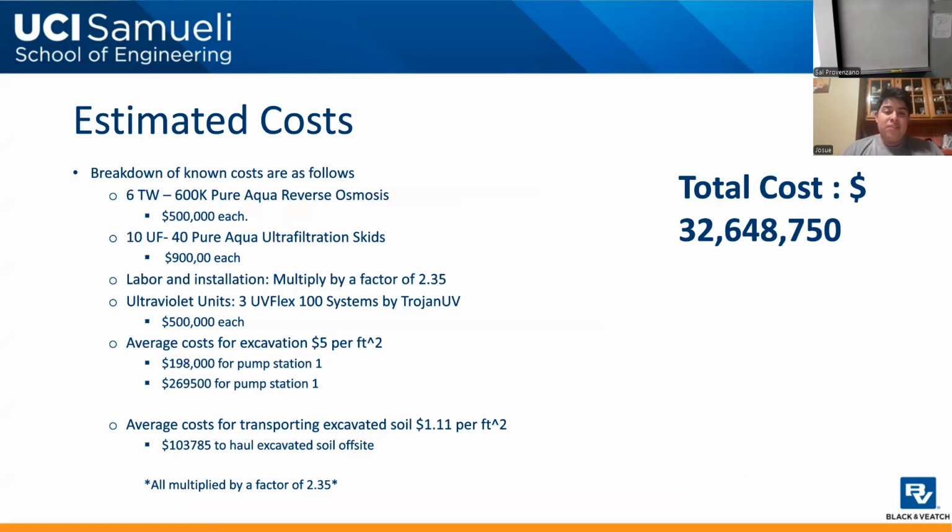From online research, I was able to gather average cost for excavation per square foot, which amounts to about $5 per square foot. Multiplying that by our pump stations and how much we would have to excavate per pump station, I was able to get $198,000 for pump station number 1, and $269,500 for pump station number 2. After adding all the values together and multiplying by a factor of 2.35 to account for labor and installation, our total cost now amounts to $32,648,750.